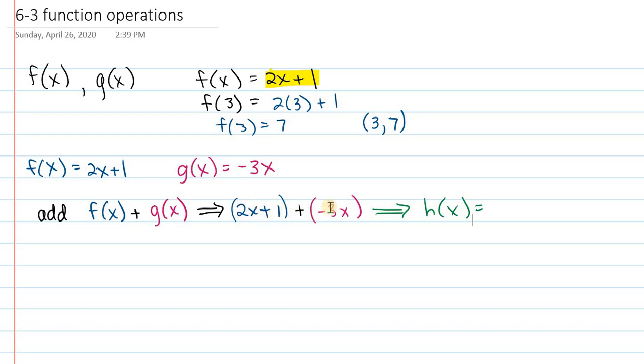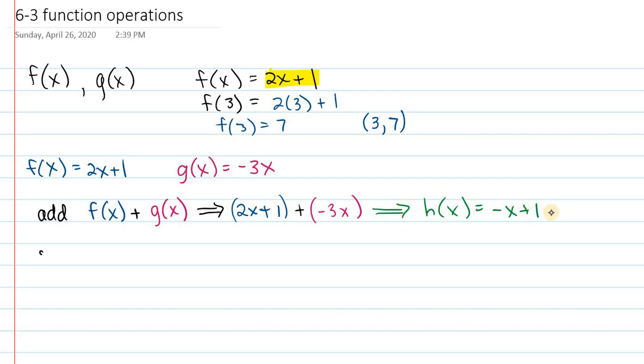I'm just going to take this and simplify it all out, combine like terms, and make it look neat and pretty. When we combine like terms, we get negative x plus 1. So the result of adding the function f of x to the function g of x is this new function, negative x plus 1.